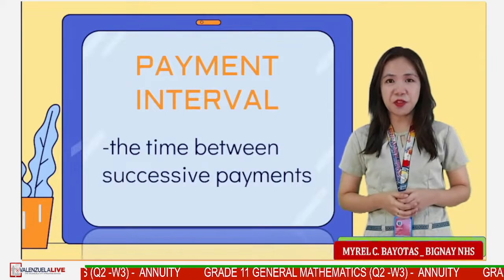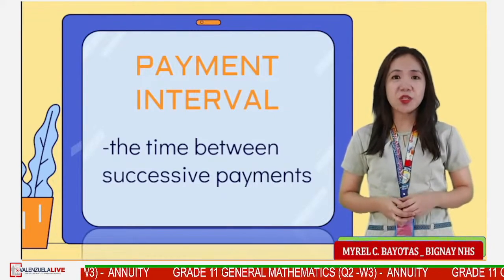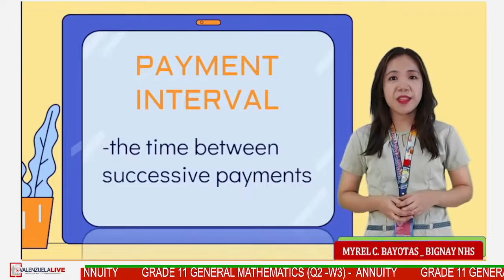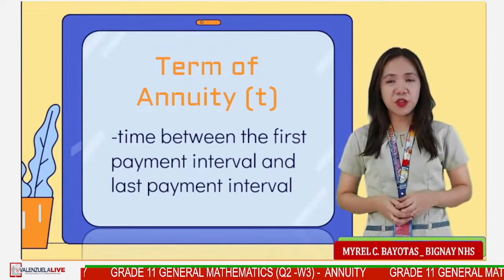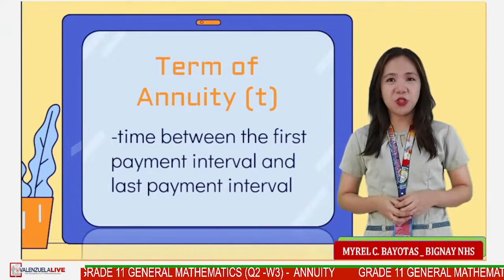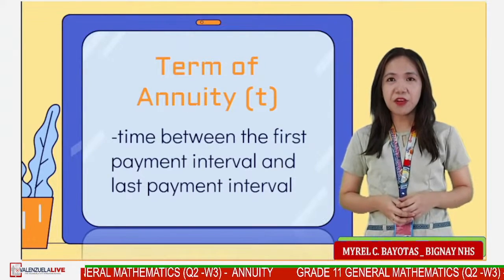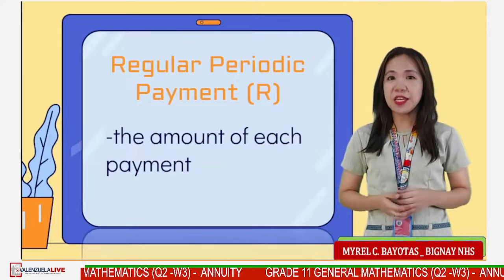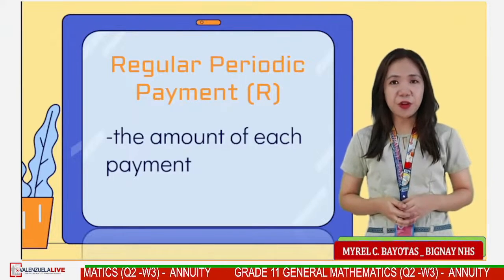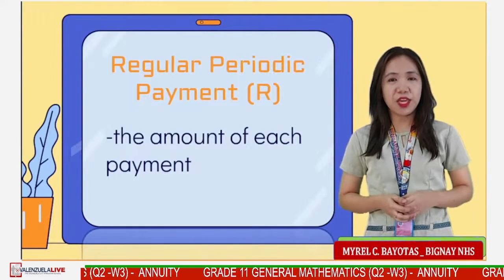Next is payment interval. It is a time between successive payments. Now, let's define term of annuity. It is usually represented by small letter t. Regular periodic payment, written as capital letter R in the formula. It is the amount of each payment.